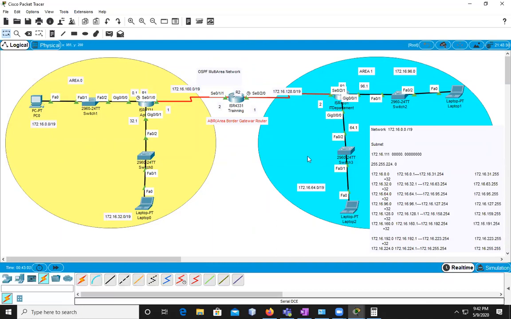So to do that, we need to specify different area ID for each neighbor relationship. So when we advertise the network, we have to advertise these two networks or one network. We need to give the area ID, which is area 0. And for this, we have to give the area ID, area 1. Clear? So I'm going to write it here.